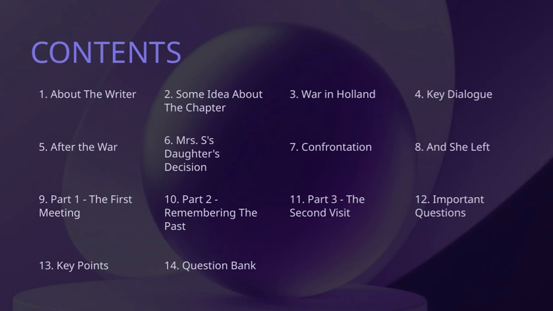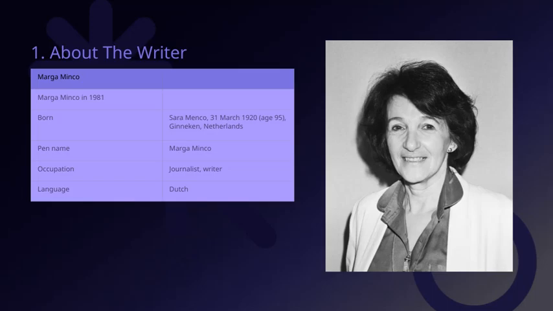narrative and its themes. Let's start by talking about the person behind the stories, Marga Minco. She was born as Sara Menco on March 31, 1920 in Ginneken, which is in the Netherlands. As you can see in the picture from 1981, she has had a long and influential career. She writes primarily in Dutch and is known both as a journalist and a writer. Her choice of the pen name, Marga Minco, is quite well known and has become synonymous with her literary voice.